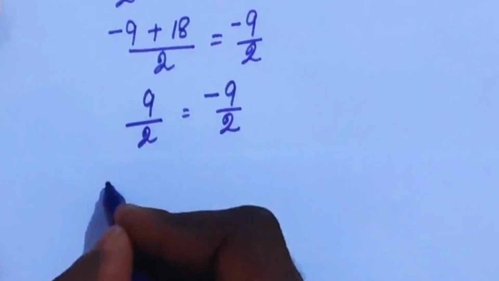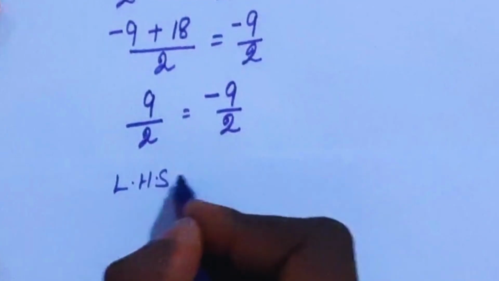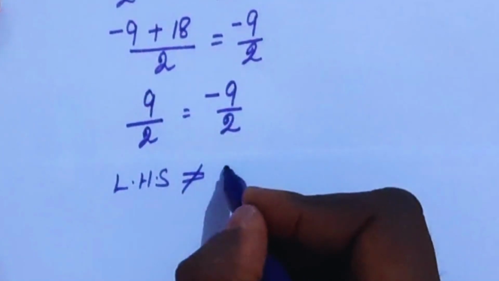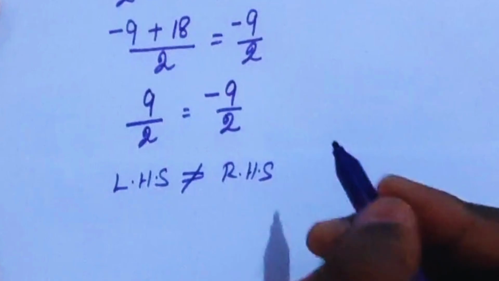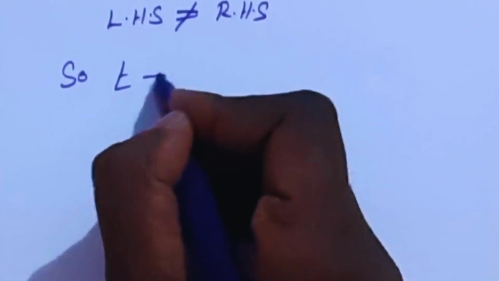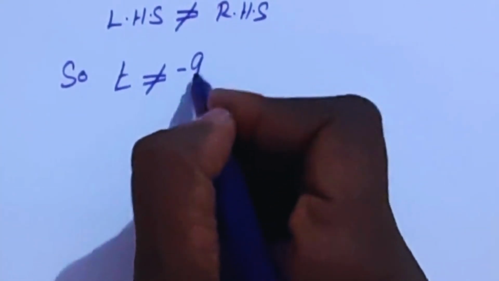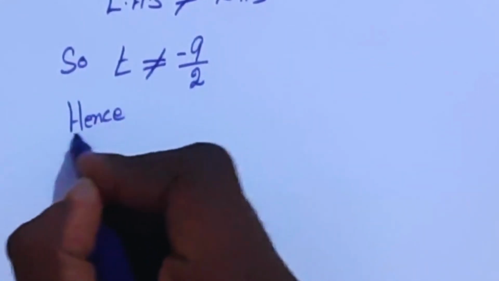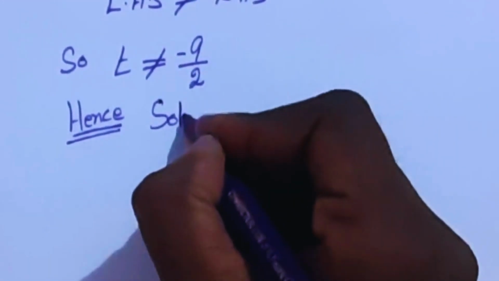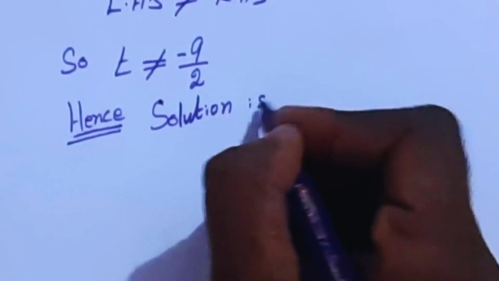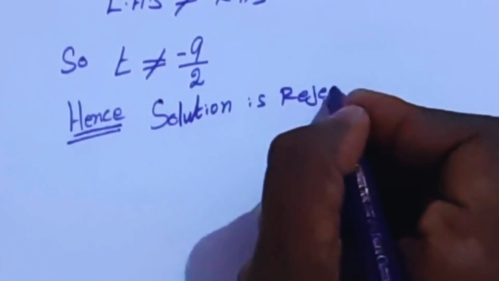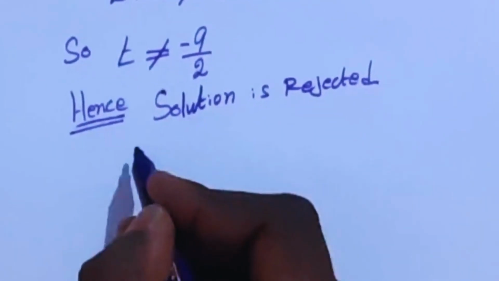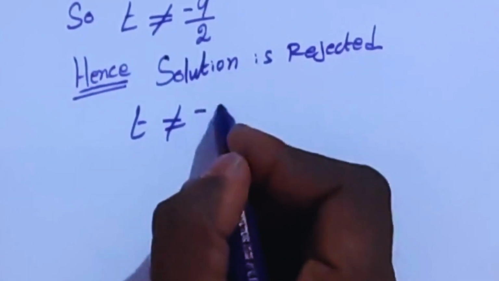So LHS is not equal to RHS since it is negative here. So t is not equal to minus 9 by 2. Hence it is rejected. t is not equal to minus 9 by 2.